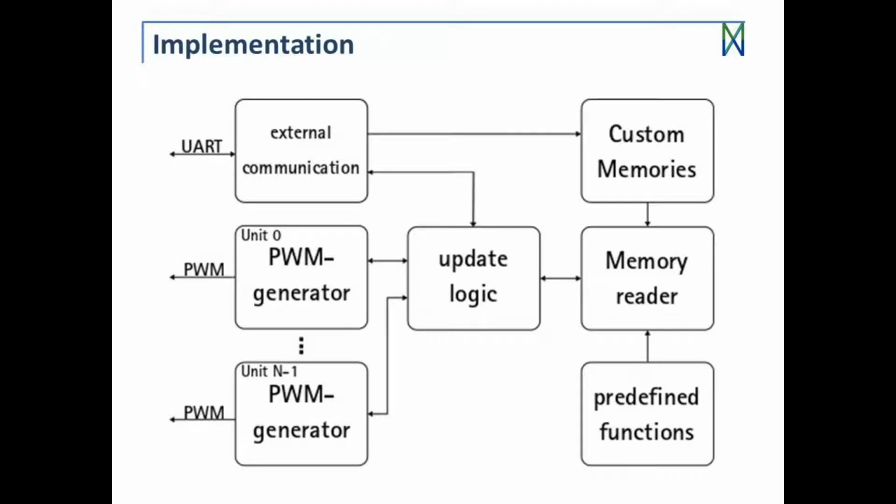For signal generation, each PWM generator requests a new value at each time step via an update logic to prevent concurrent reading. Any function with a resolution of 10 bits can be stored in the memories, and we control over 300 user-defined custom functions. We also offer basic functions such as rectangle, DC, sawtooth, triangle and sine waves.